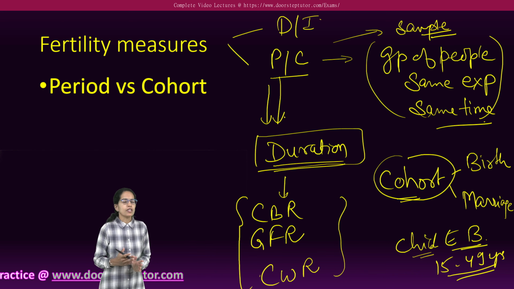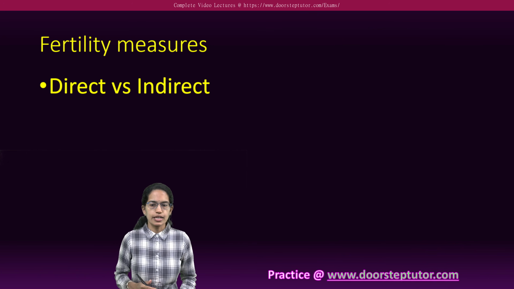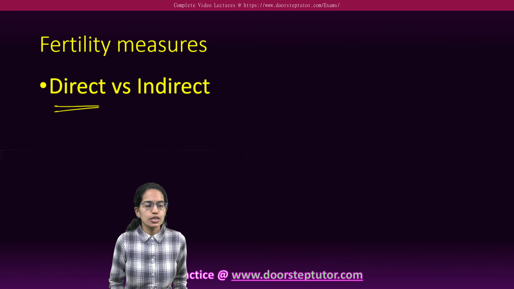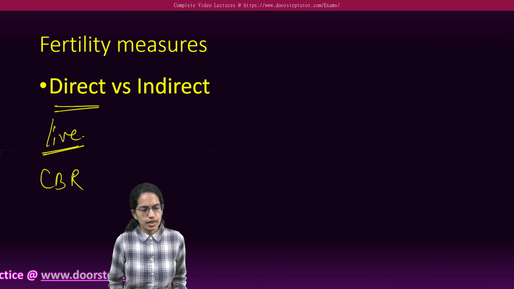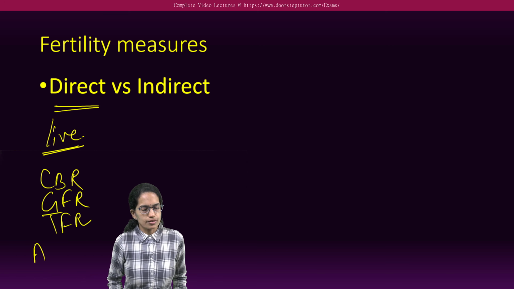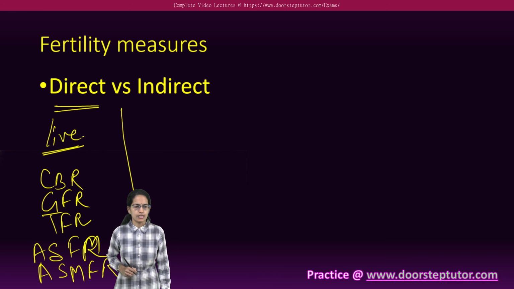When we say fertility could be measured directly or indirectly, direct means I am using the live birth data. So under this, the crude birth rate, general fertility rate, total fertility rate, the age-specific fertility rate, the age-specific marital fertility rate, all these parameters are taken into account.